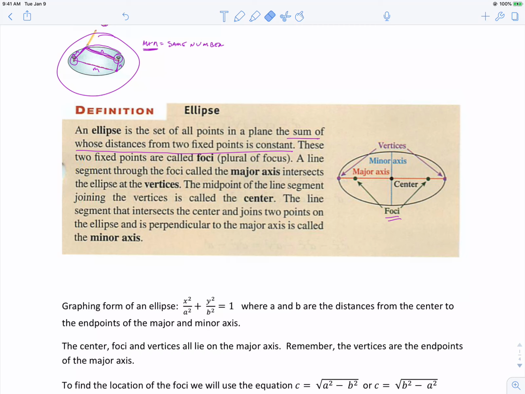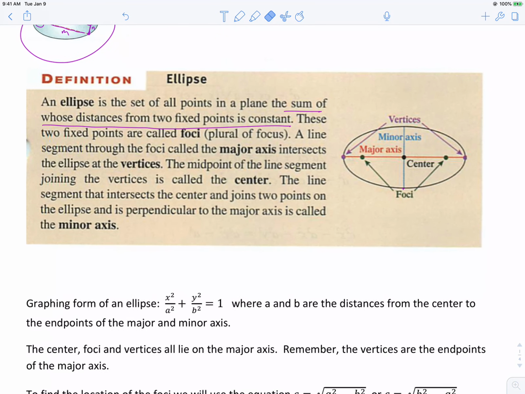It intersects at the vertices. Those are called the vertices. So when we have an ellipse, these are not vertices, here and here. Not vertices, okay? The midpoint of the line segment joining the vertices is called the center.